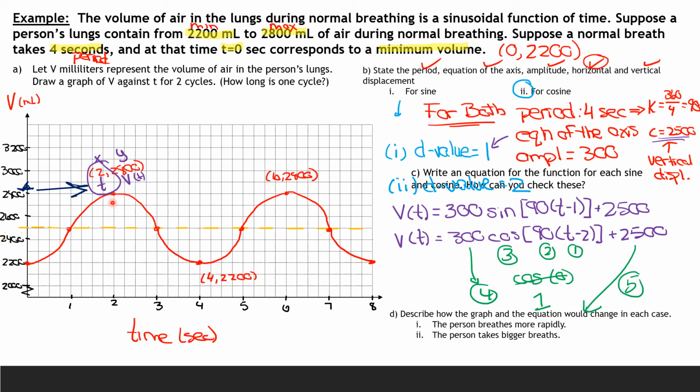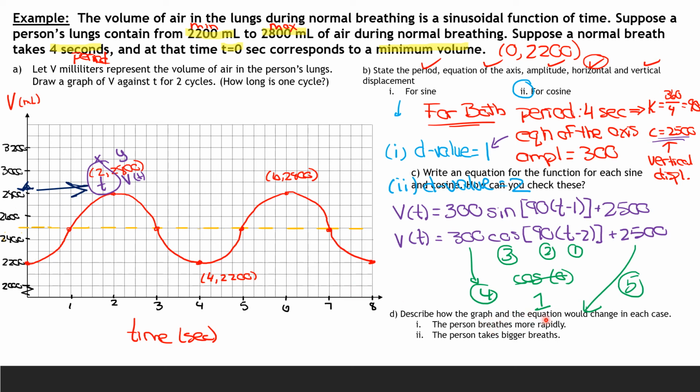We are going to see the amplitude increase on the graph. We're going to see it being more stretched, coming up and down a little more, probably down a little bit more too. When you take a deeper breath, you tend to exhale more as well. So the amplitude is going to change. That's how the graph would change.